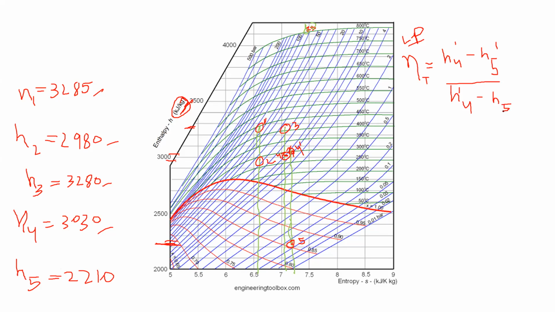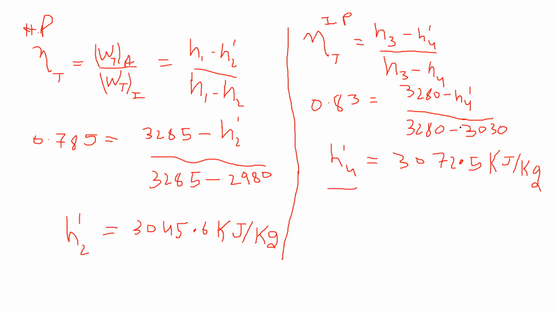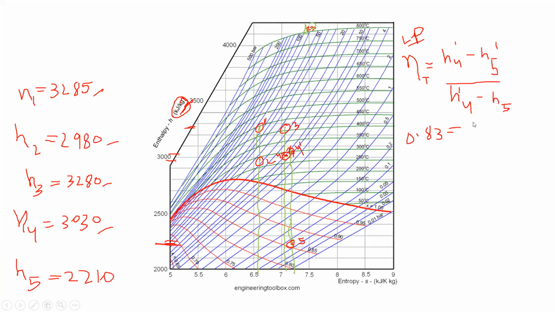We know already H5 and H4 dash. By that, I have to find H5 dash here. Here the efficiency is 0.83. That means 83% efficiency is there in the low pressure turbine. That is equal to, what is the H4 dash here? I am finding the H4 dash by this equation. That is equal to 3072.5.